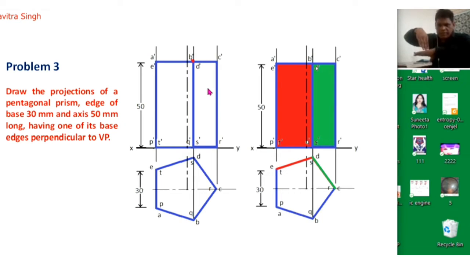So its axis will be perpendicular to the horizontal plane, and this solid will be parallel to the vertical plane. So actually this pentagonal prism is kept on the horizontal plane like this. Okay, when you see from the top, this surface will be projected below the xy line. So this will be actually pentagonal shape, and this will be its height.